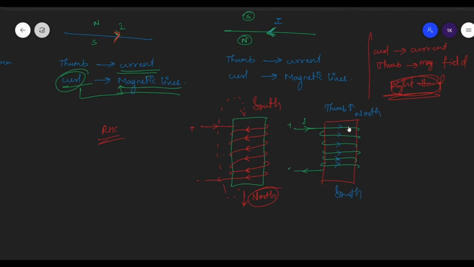If that is north pole, then the flux lines would be emanating from that particular point to south point, and inside the magnet south to north. So this is how you can identify or represent north and south pole using the right hand curl rule. Right hand curl rule can be used in two ways. If your thumb represents current, then the curl represents magnetic lines. If your curl represents current, then thumb represents magnetic field. Simply I can say it as vice versa. So that's about right hand curl rule.